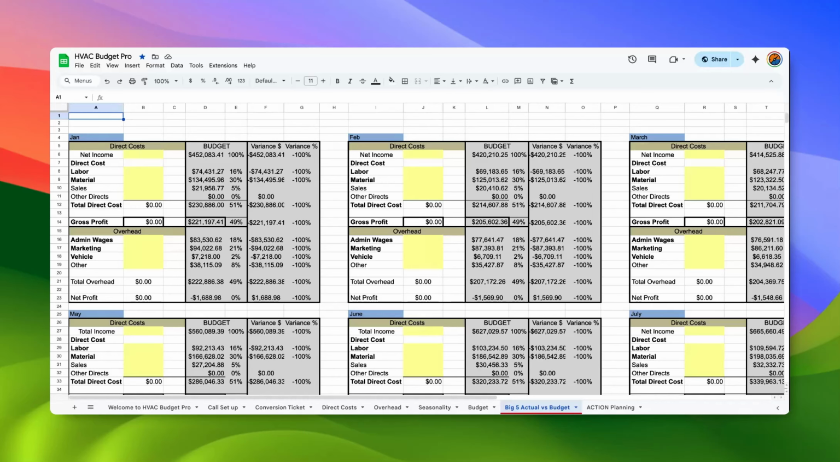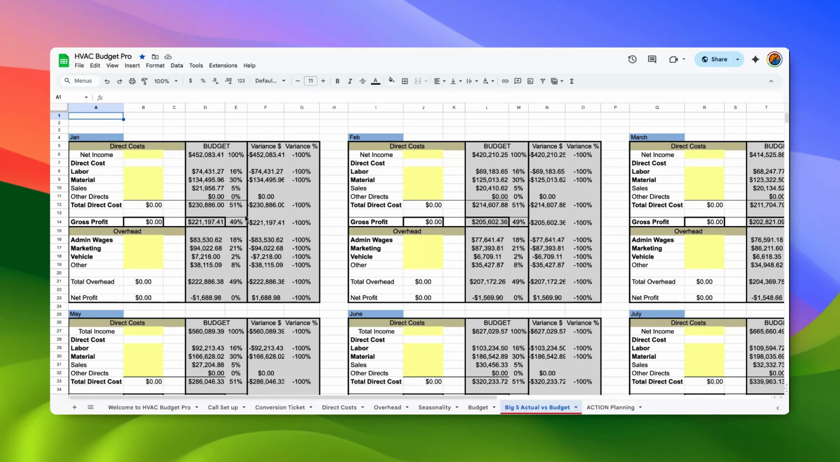Let's start with the big five expenses: labor, materials, admin wages, marketing, and vehicles. It's essential to focus on these key areas to ensure they are under control. Generally, if you manage these expenses well, you'll find everything else tends to fall into place. You can dig deeper if needed, but this is your starting point.